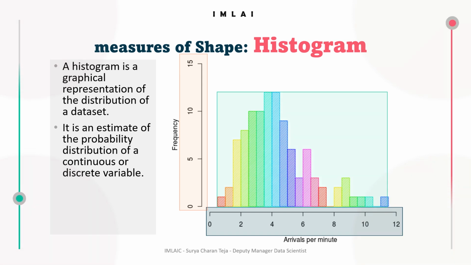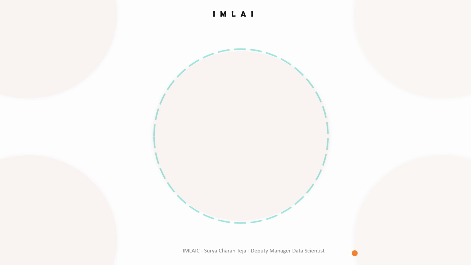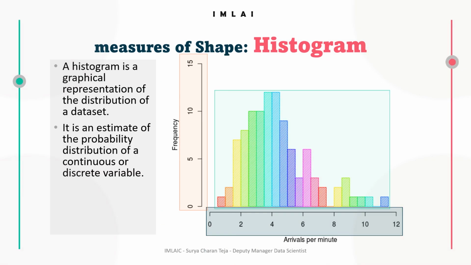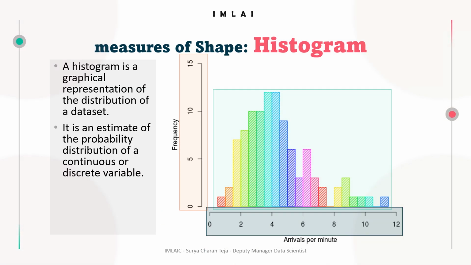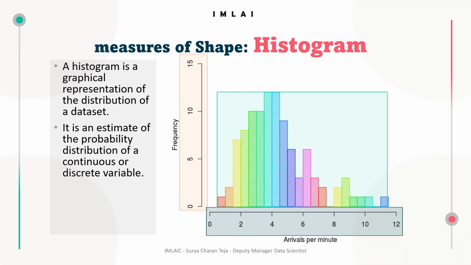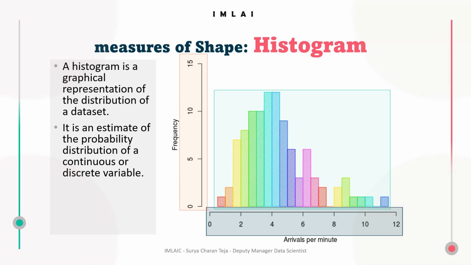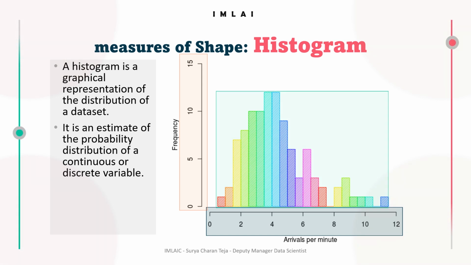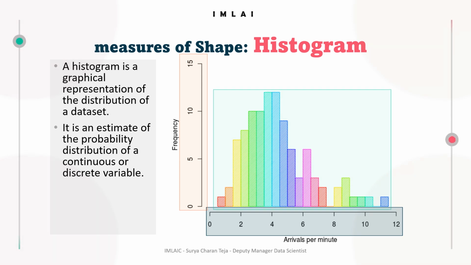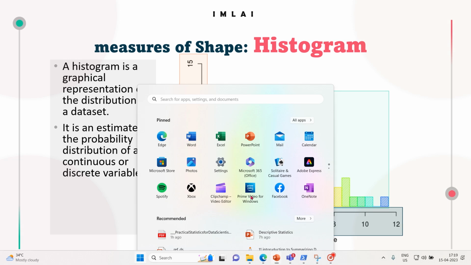Histograms are useful for visualizing the shape, spread, and central tendency of a data set. They provide insights into the distribution of the data, such as whether it is symmetric, skewed, or bimodal. Histograms can reveal outliers, gaps, or clusters in the data and can help in identifying potential data distribution patterns. Let's take one example.